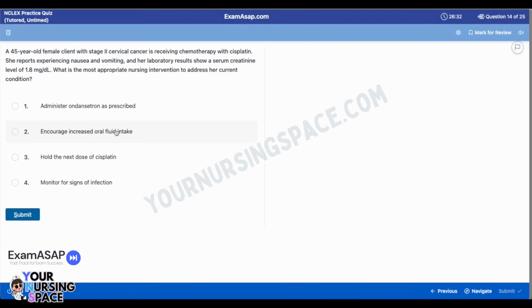Here are the options. Option 1. Administer ondansetron as prescribed. Option 2. Encourage increased oral fluid intake. Option 3. Hold the next dose of cisplatin. Option 4. Monitor for signs of infection.